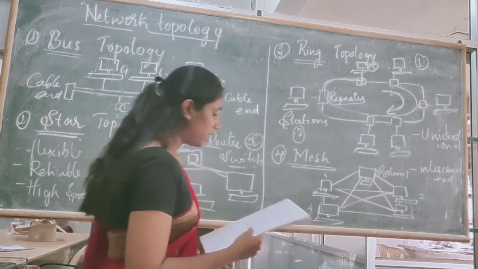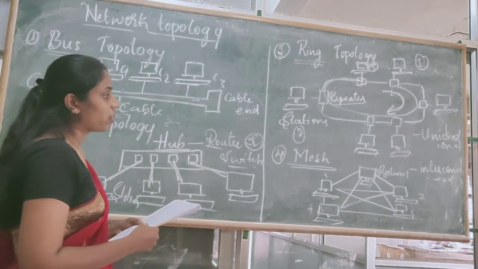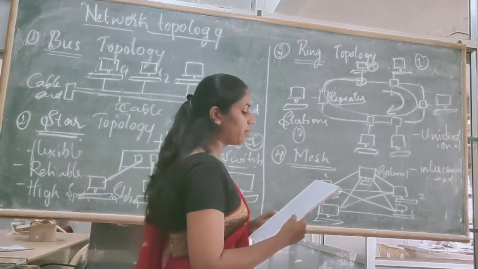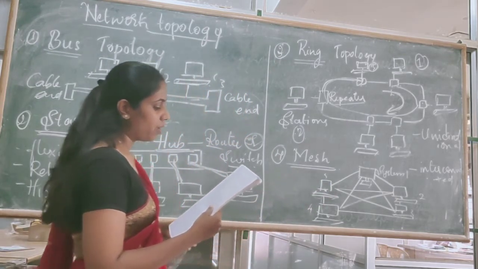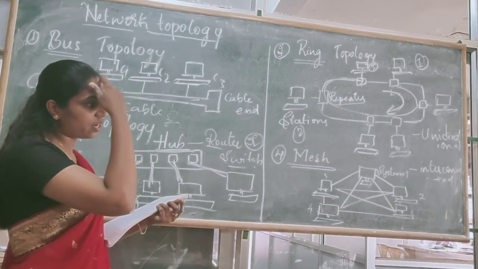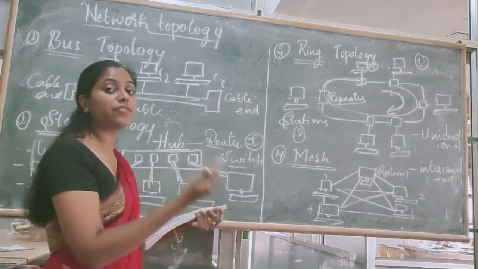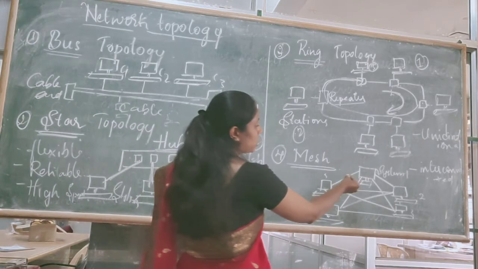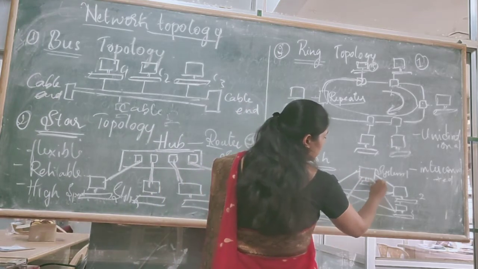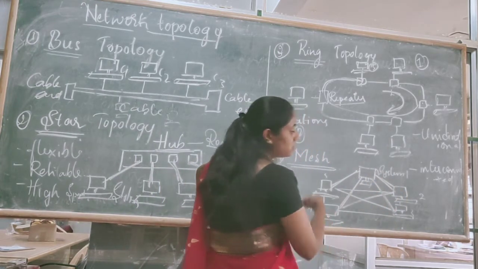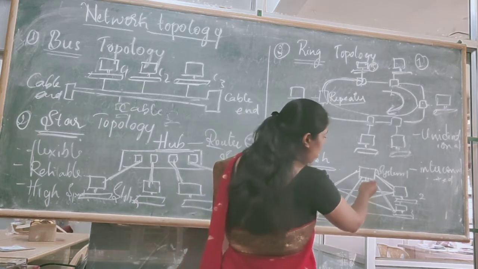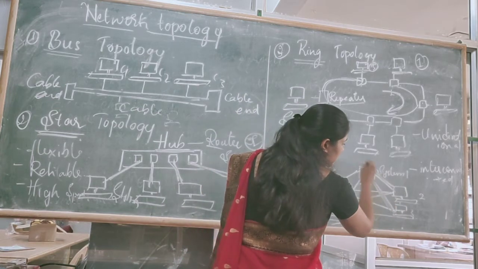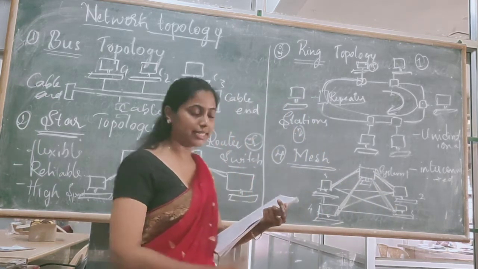Okay, then the next characteristic is that the cost of cabling is very high, because each system is connected to the remaining systems. The cost of cabling for each system needs a lot of cable, because all the systems are connected to each other. So the cabling cost becomes very high.